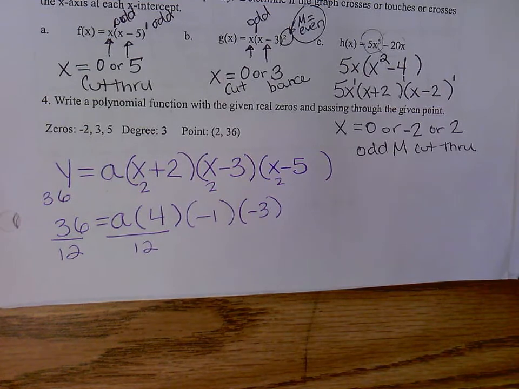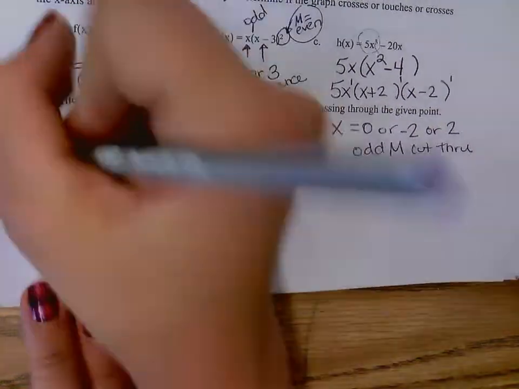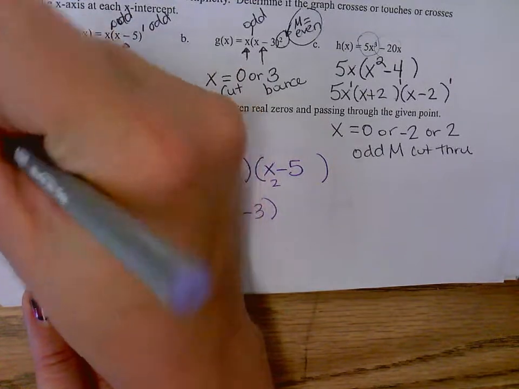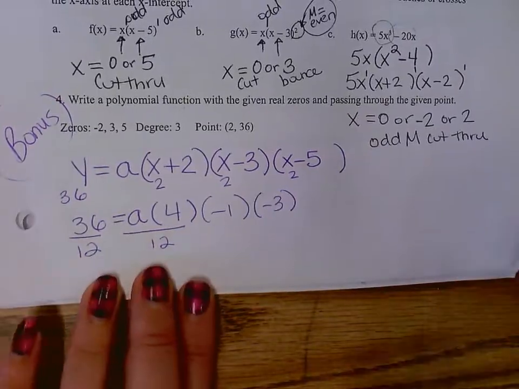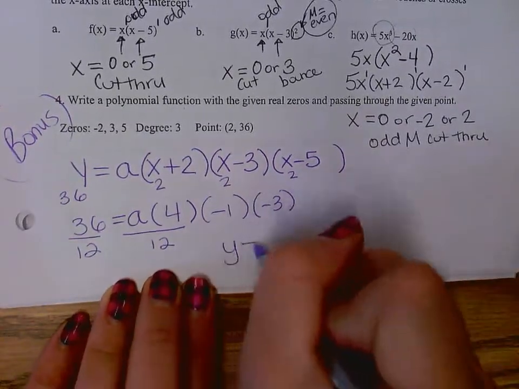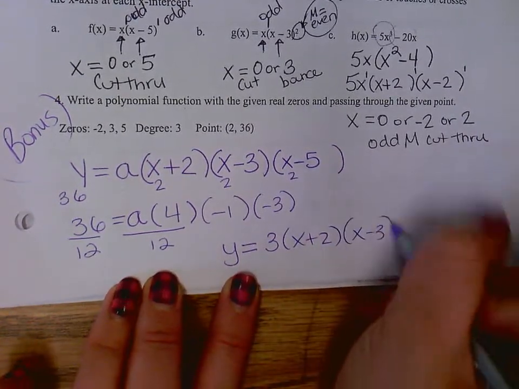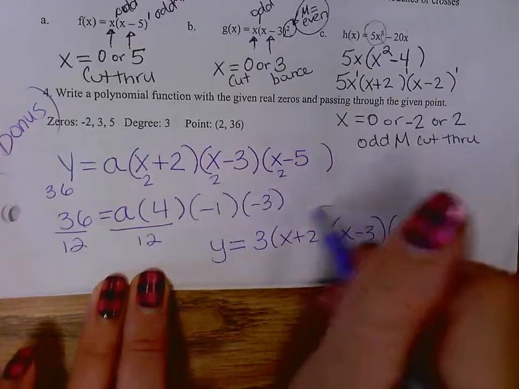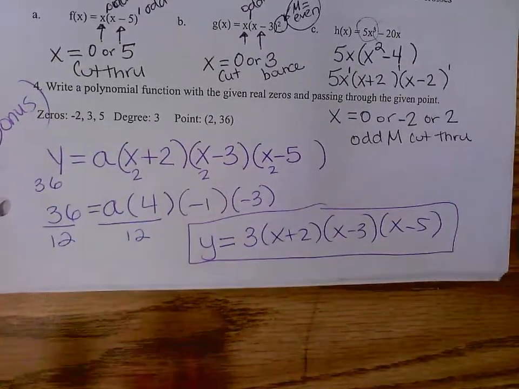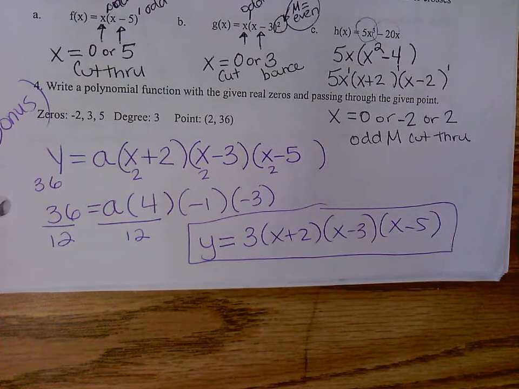That's a lot of steps to remember. So you can kind of write that this would be like a bonus next to there. But I know some of you like getting bonuses correct, so I wanted to show you how to do it. So y equals 3 times (x plus 2)(x minus 3)(x minus 5). So this polynomial satisfies all that information. It has these 3 x-intercepts. It is a degree of 3, because x times x times x is x cubed. And I plugged in (2, 36), and I know that the 3 there will make it a true statement.